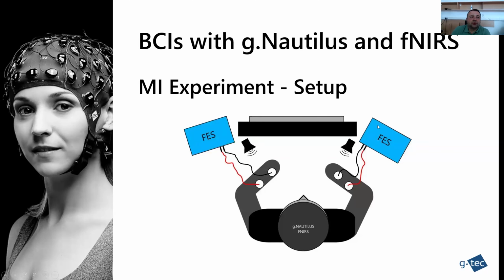The experiment setup here: we have the g.Nautilus and the fNIRS device. We have the computer and 2 functional electrical stimulators that can provide stimuli to the hand. While the user imagines the left hand movement, this neurostimulator induces the hand opening movement for the left or for the right hand, depending on the imagined movement. Only if the user imagines correctly the left hand movement as instructed by the cue, only at that moment will the neurostimulator start stimulating the hand.